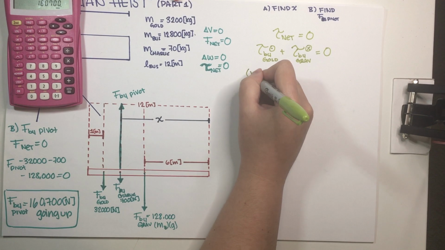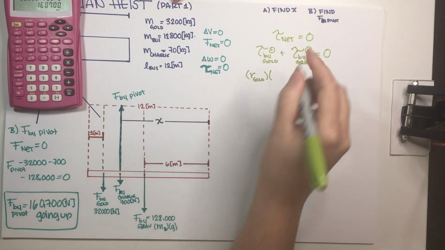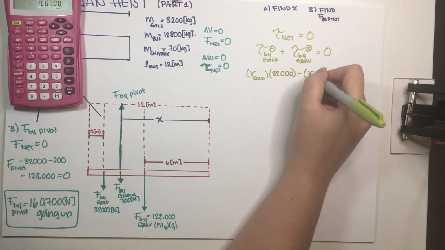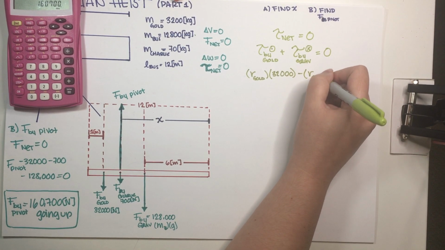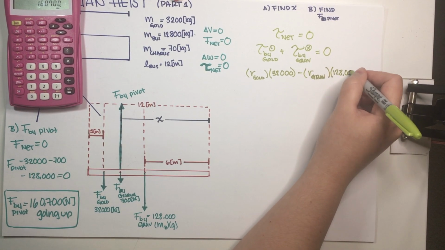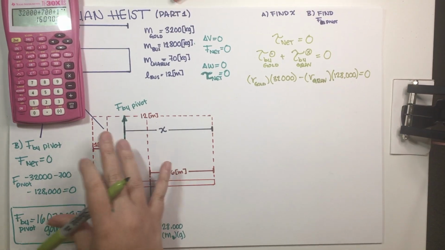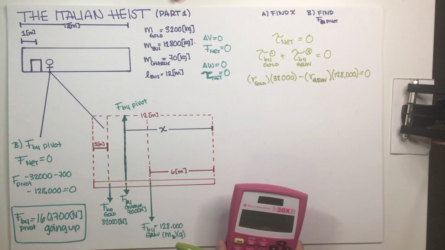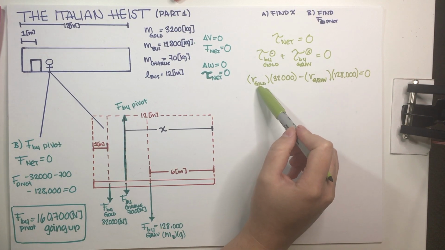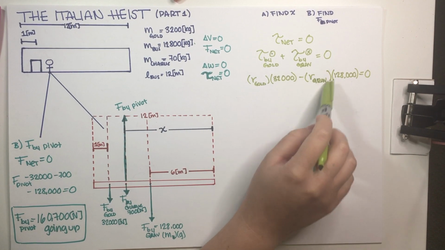So R to the Gould times F due to the Gould, which I already have a number for, so I'm just going to copy that number, minus R to the gravity point times the gravity force is equal to 0. Now here's the problem, and here's where a lot of people got stuck, and this is why I decided to label this problem as a red problem, a difficult problem. We have an equation that has a moment arm to the Gould, and a moment arm to gravity.